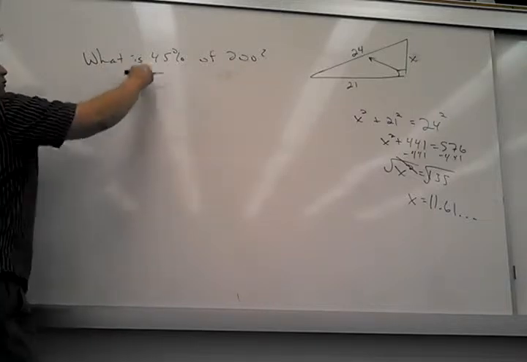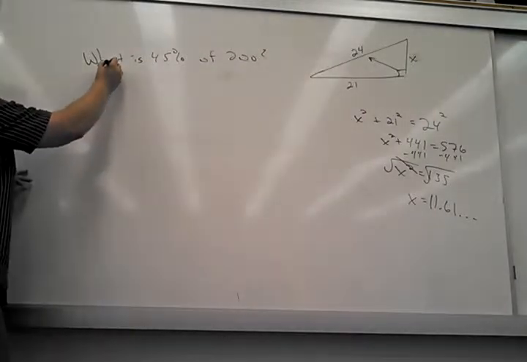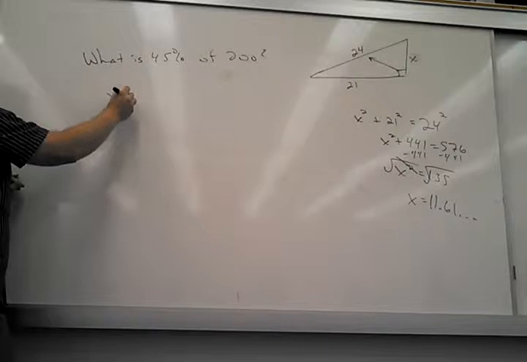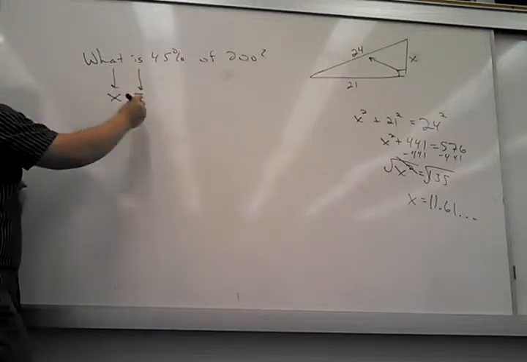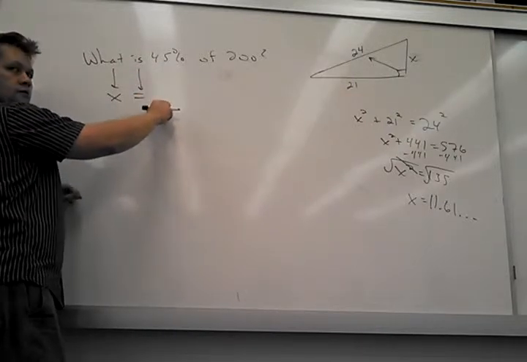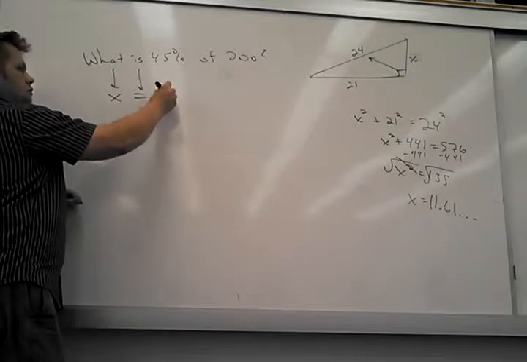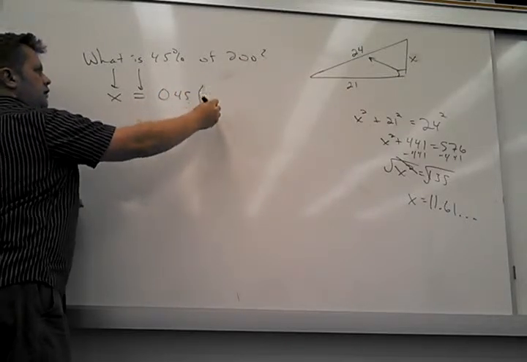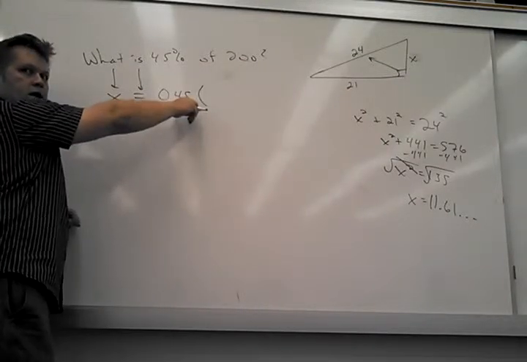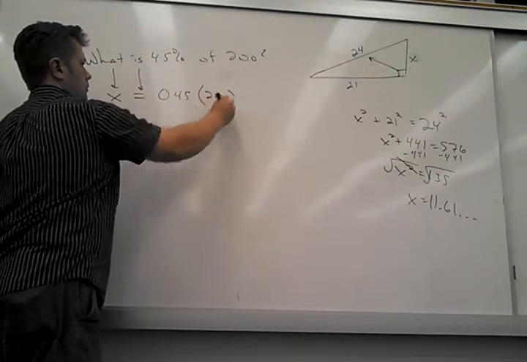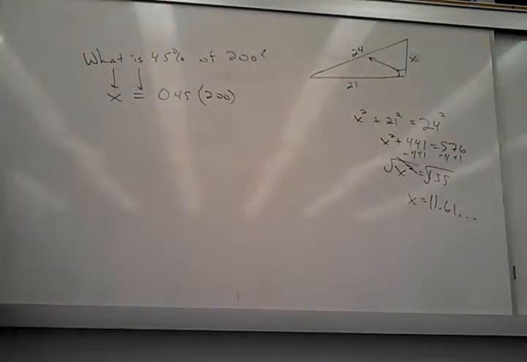So how do I set this up into a math equation? What is 45%? It's 0.45. Of means multiply, so times 200. Now just multiply those two. 90. Yes.